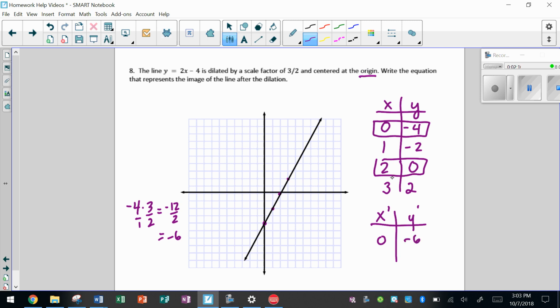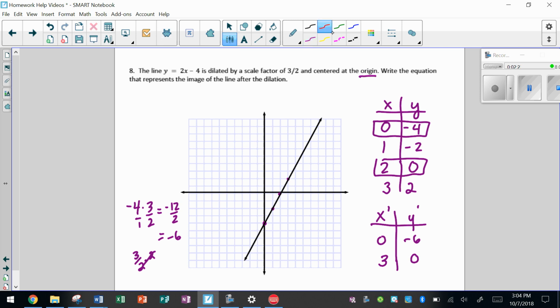Now let's do this point and multiply by 3/2. So when I take 3/2 and I multiply it by the x coordinate of 2, these will cancel. So my next point will be 3. And then of course 0 times 3/2 stays 0.